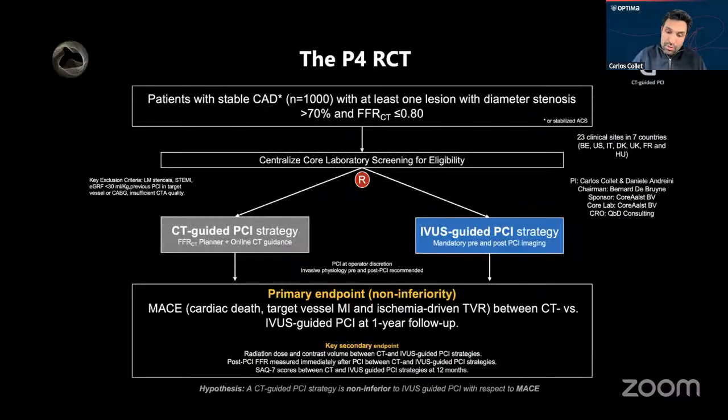I'm very happy to say that we have included 952 patients as of yesterday. It was the last time I looked at the numbers. We think that we're going to be finished before EuroPCR, which comes in a couple of months. We'll see. But what we're doing is randomizing a little bit more than 1,000 patients with CT, with everything that you have seen in the last few slides. And again, the control group is IVUS guided PCI with a non-inferiority design with MACE as an aim at 1 year.